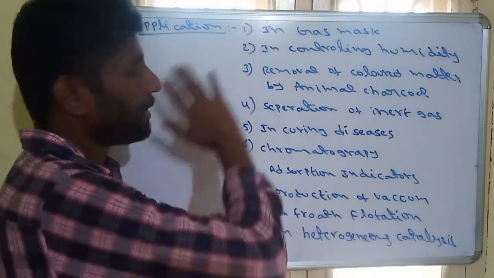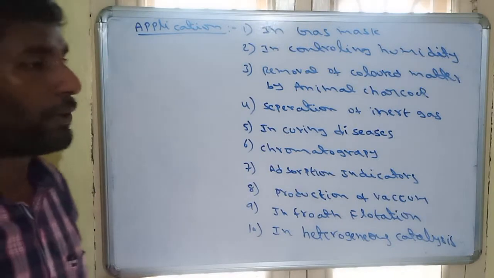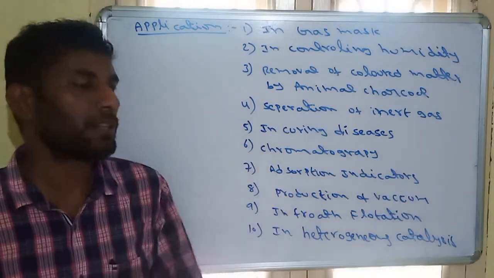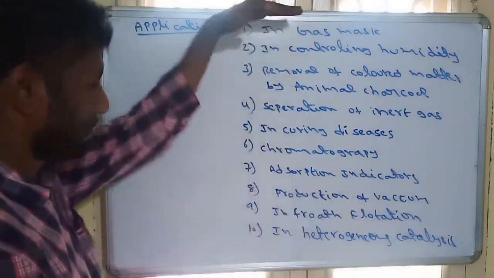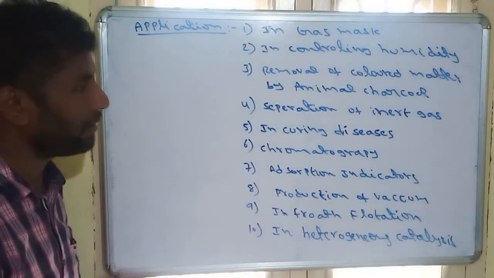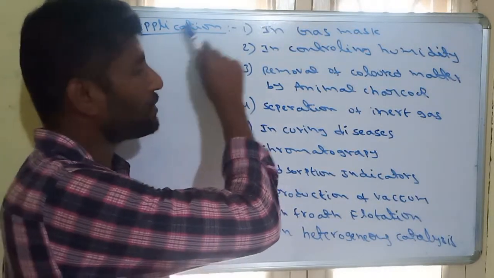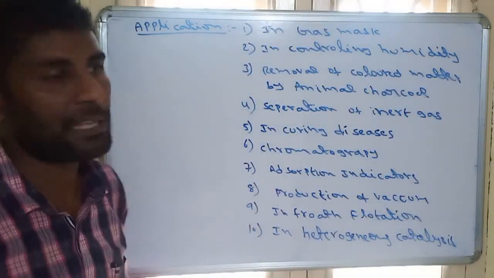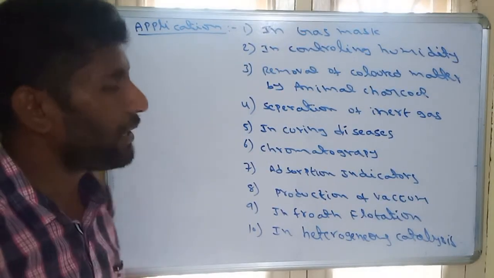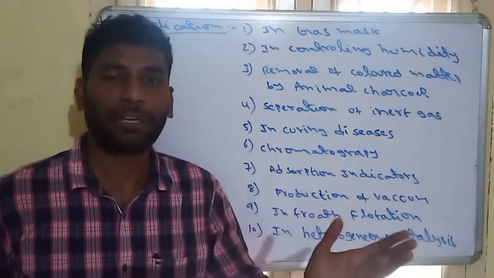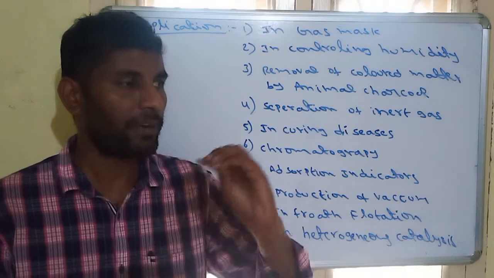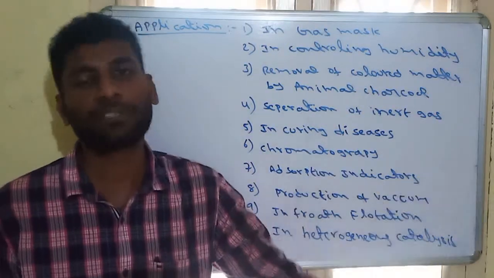Now we will see the applications of adsorption. So adsorption has a number of applications in the industries. Some important applications are written. The adsorption technique is useful in the making of gas masks. In the gas mask, we use mostly activated charcoal. This activated charcoal will remove the poisonous materials.